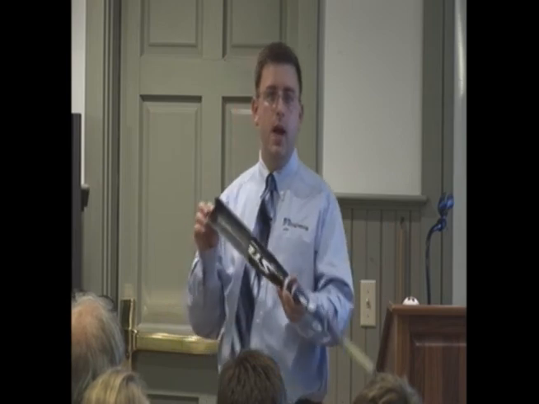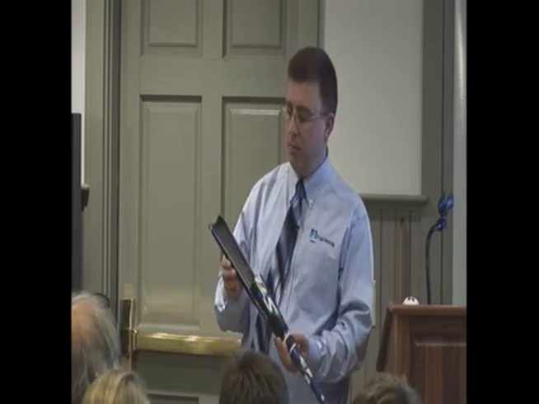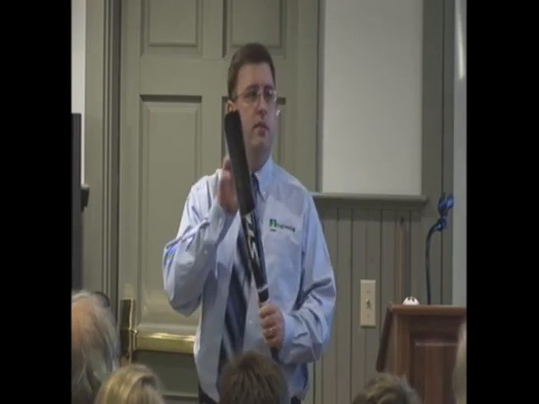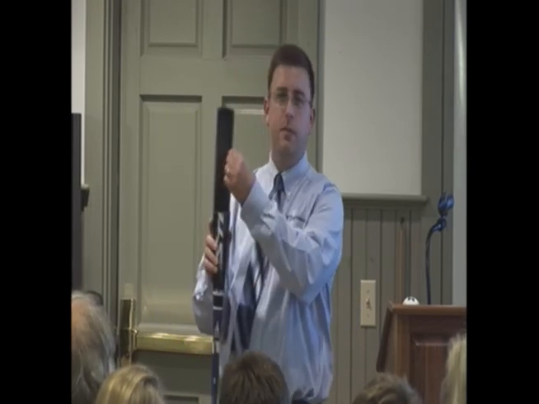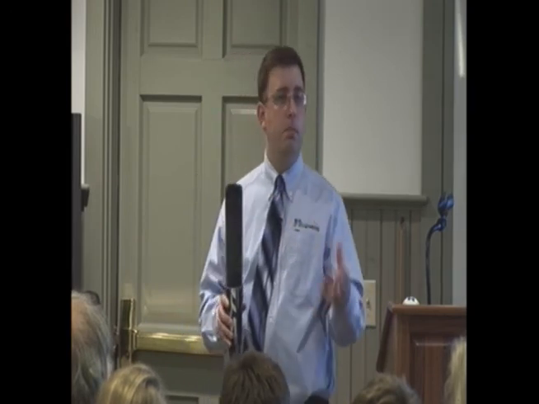In the late 90s and throughout most of the past decade, composite bats have become much more popular. So this is a composite bat. It's about a quarter of an inch wall thickness, so it's a little bit thicker. Composites are basically fiber-reinforced plastics.